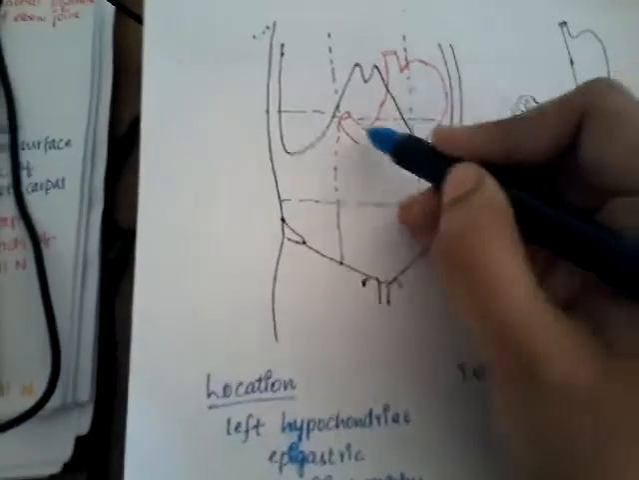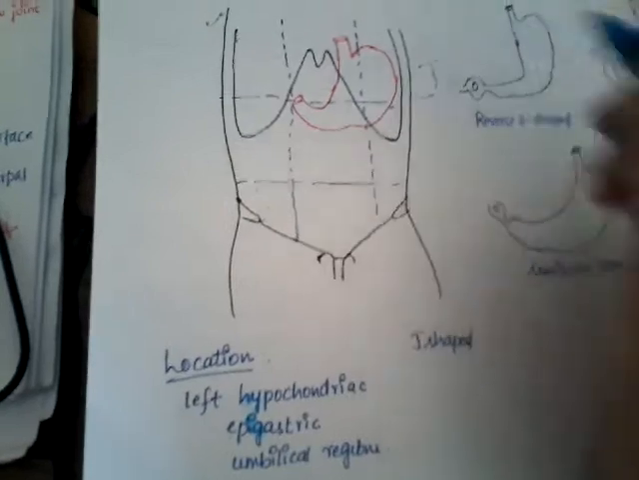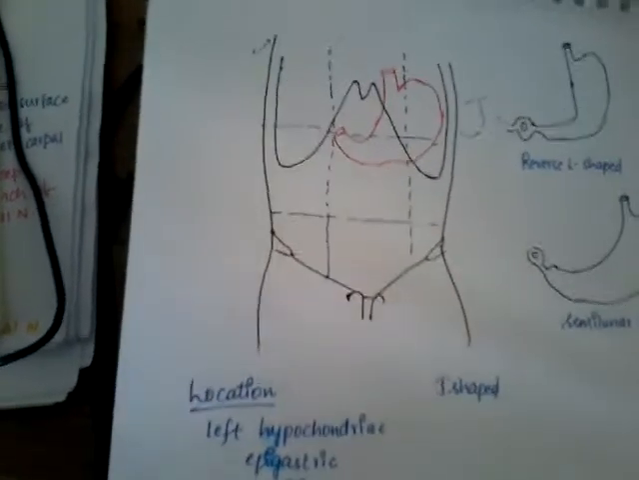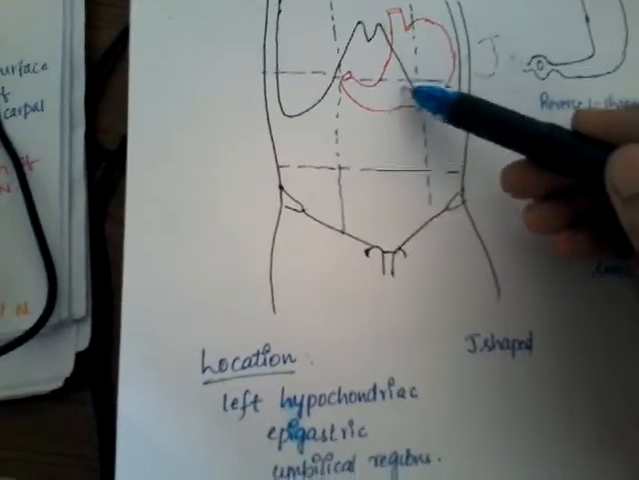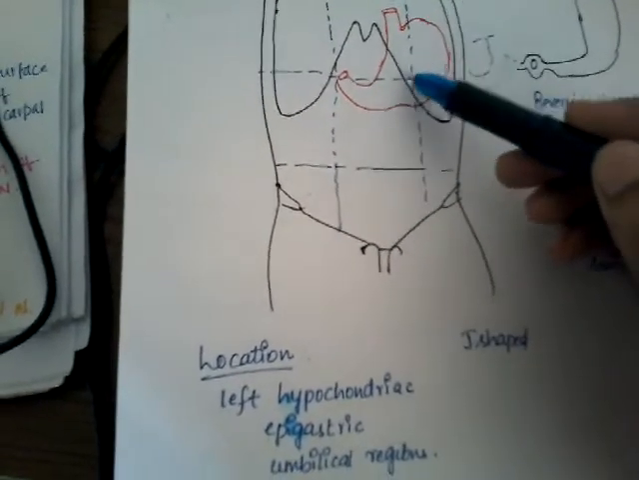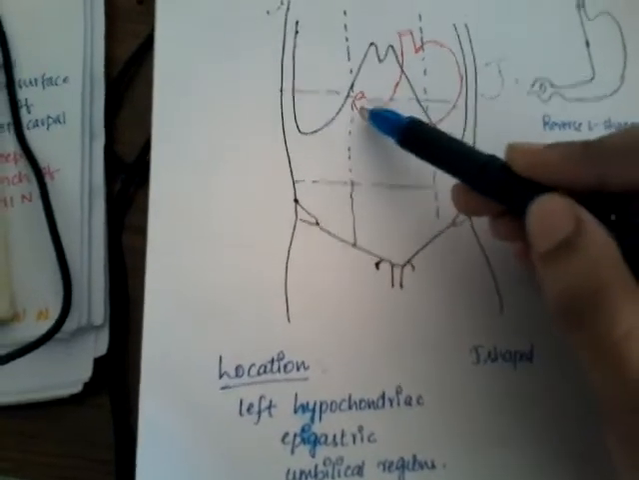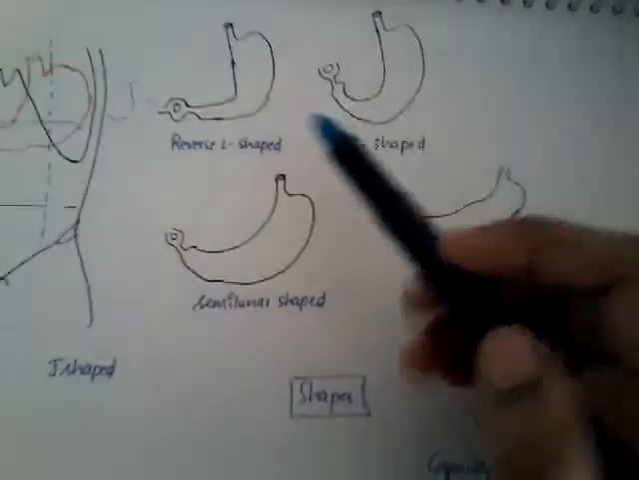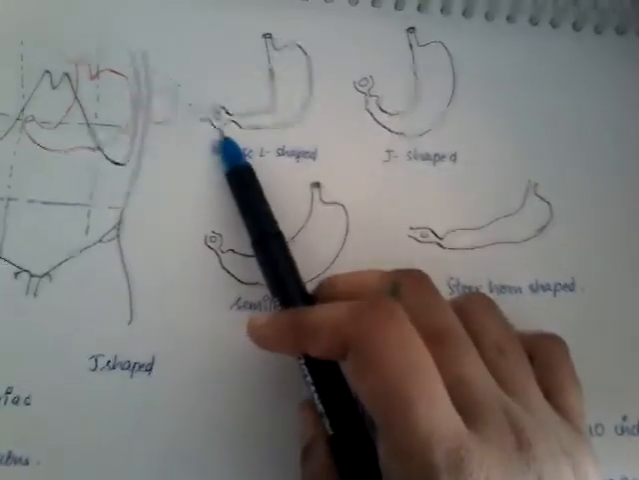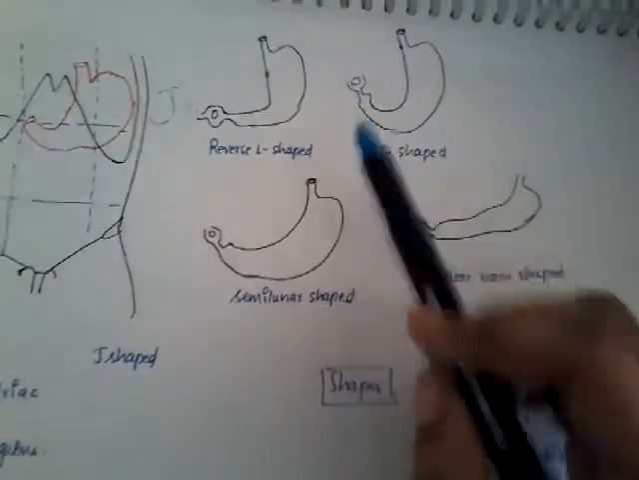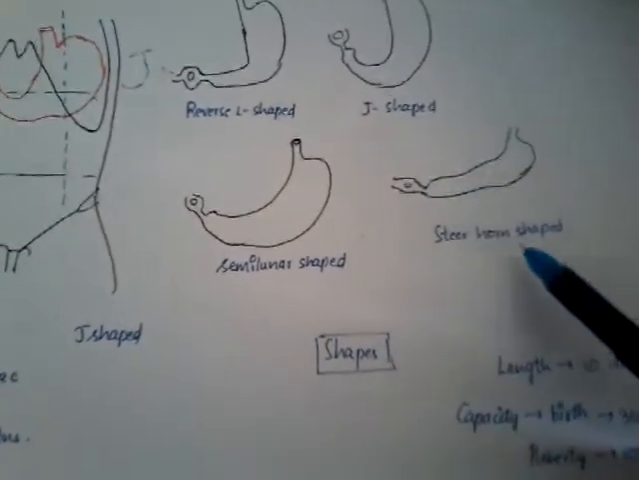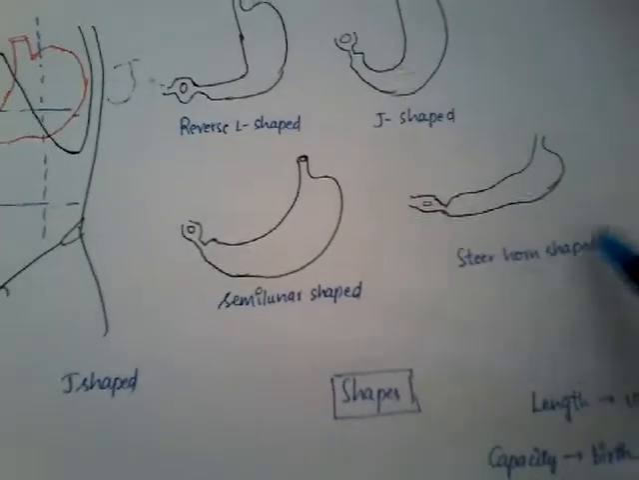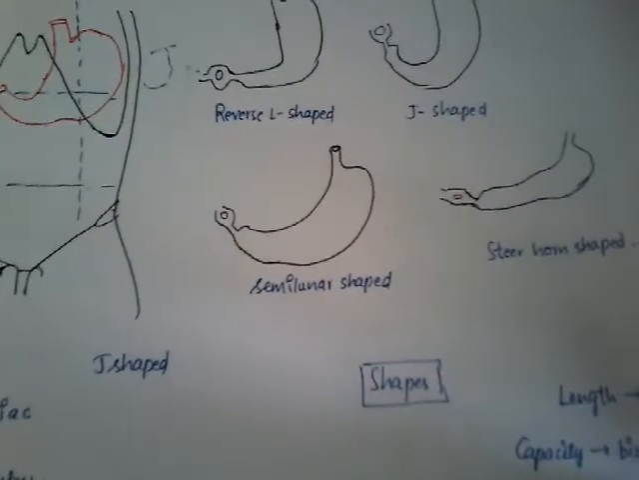If you see, it resembles a J shape. So it is a J-shaped structure, and its long axis will pass downwards first, and then forwards, and then to the right, and finally it will go backwards and upwards. These are the different shapes of the stomach. The stomach can be reverse L-shaped, or J-shaped, or semi-lunar shaped, or steer horn shaped.